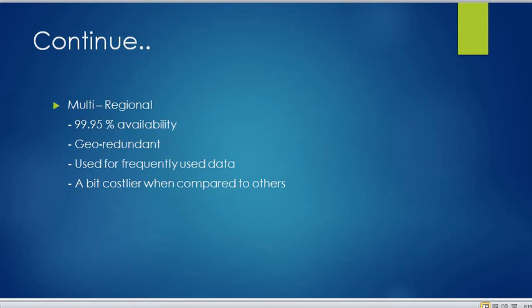These multi-regional buckets are used to store frequently accessed data. Whenever we want the data to be frequently accessed, these are the best type of buckets to use. A bit costlier when compared to others because they are available in multi-region.